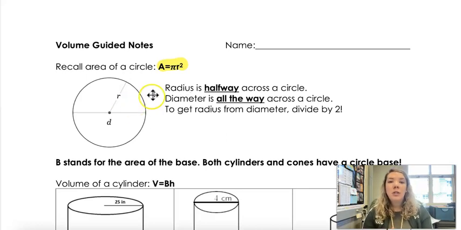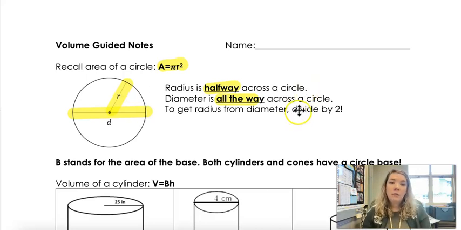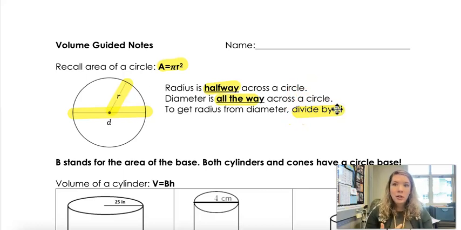We also want to remind you that radius is halfway across a circle. So radius would be from the center to the edge, and diameter is all the way across a circle, from one edge to another going through the center. So if they give you diameter but you need radius, you have to remember to divide by 2. Okay, so lots of good reminders at the top there that we hope you already know.